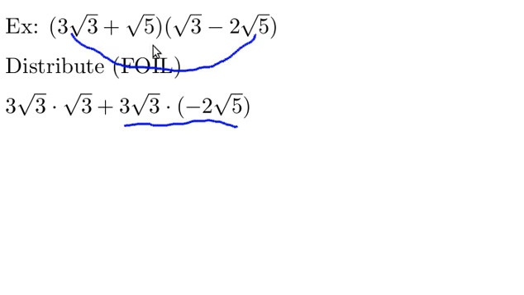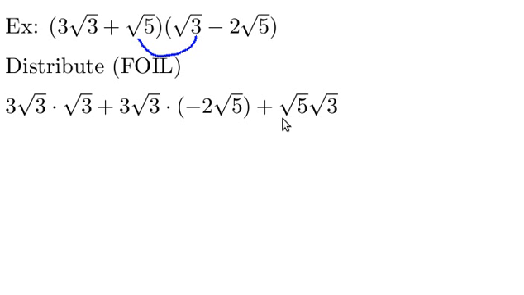Now let's do the inners. So plus root 5 times root 3. That's the inners. Okay, now let's do the last: root 5 times negative 2 root 5. So this is going to be plus root 5 times negative 2 times square root of 5.